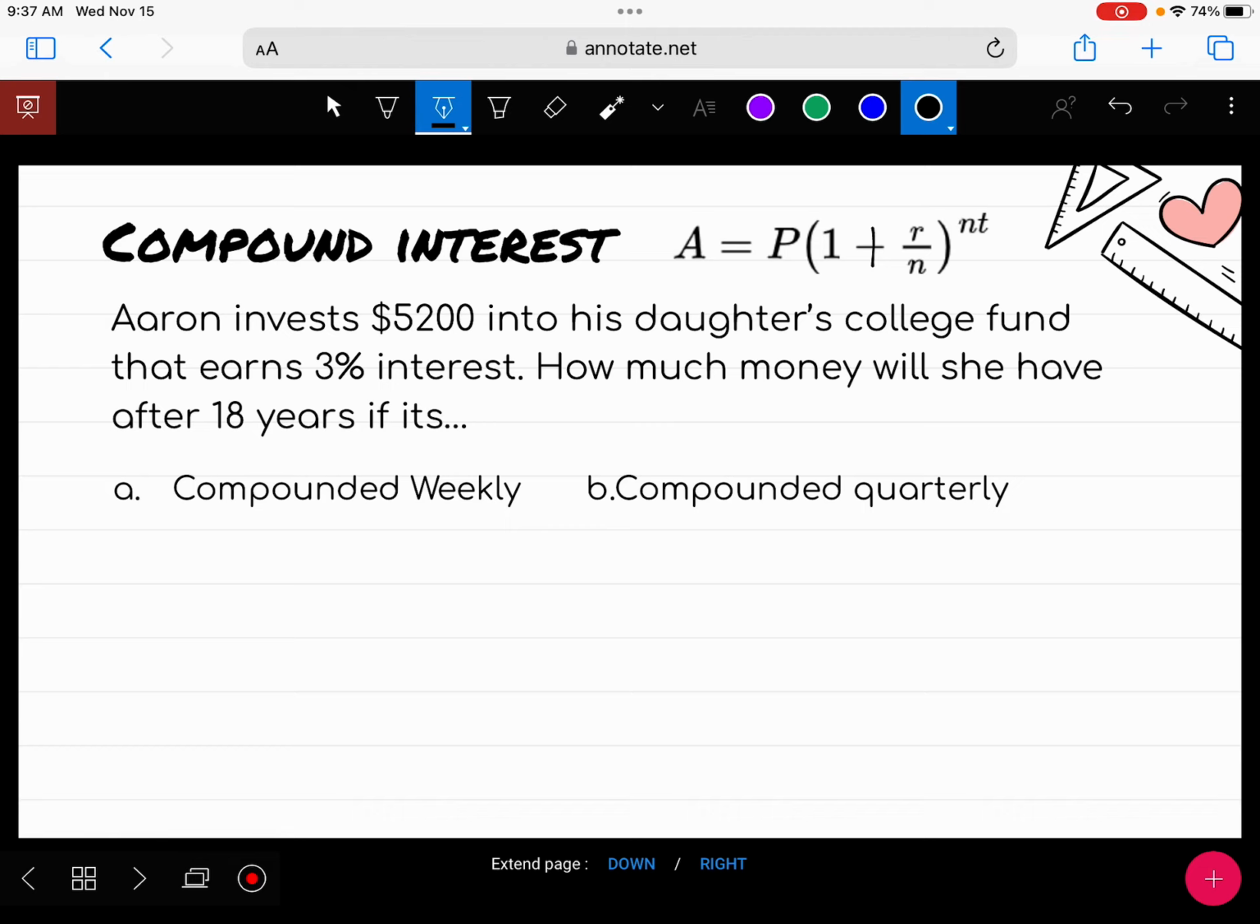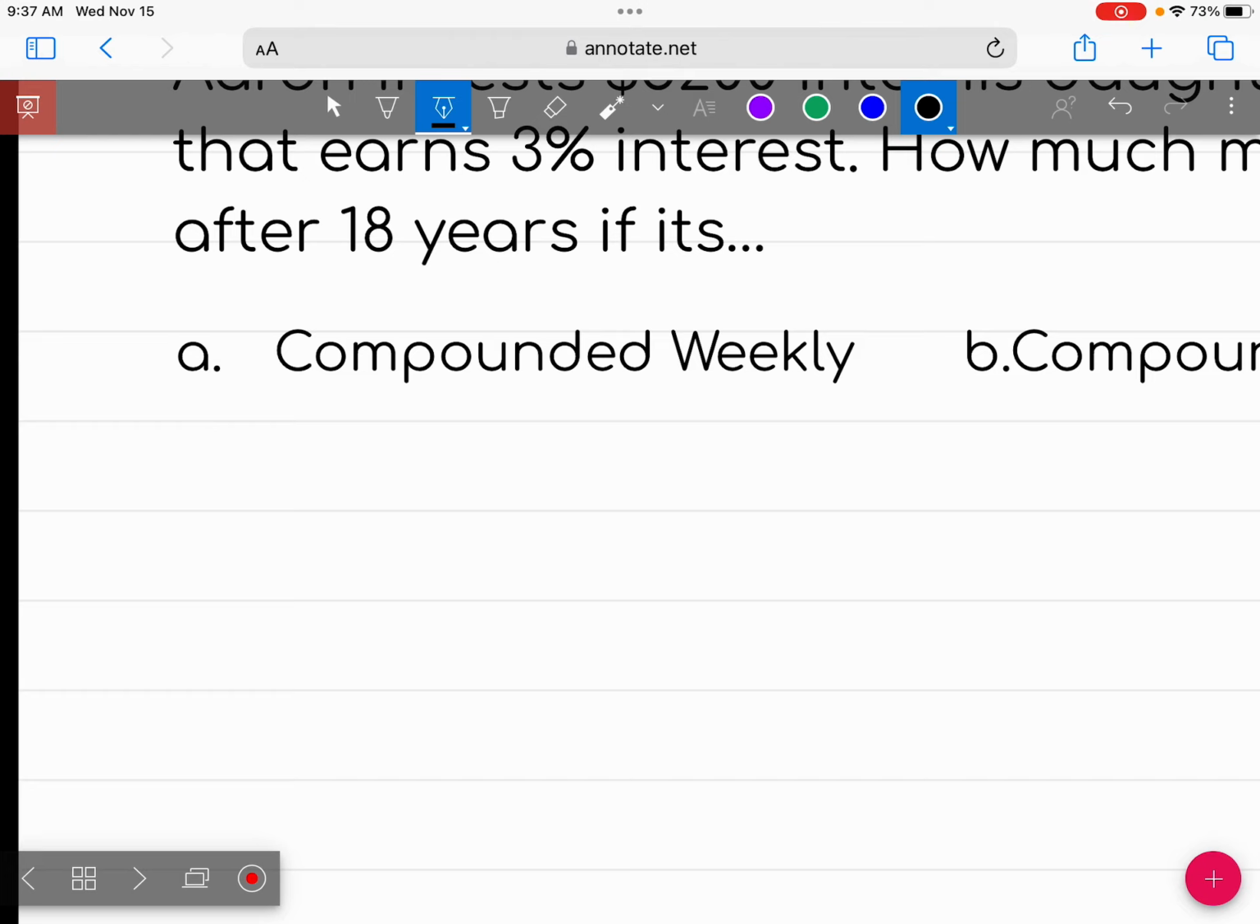Okay, so we've got Aaron putting $5,200 in his daughter's college fund when she's born. It's got 3% interest. That is, honestly, a decent interest rate on a high yield savings account. How much money will she have after 18 years, compounded weekly and compounded quarterly? So what's our equation going to be? Weekly is 52. Quarterly is 4.